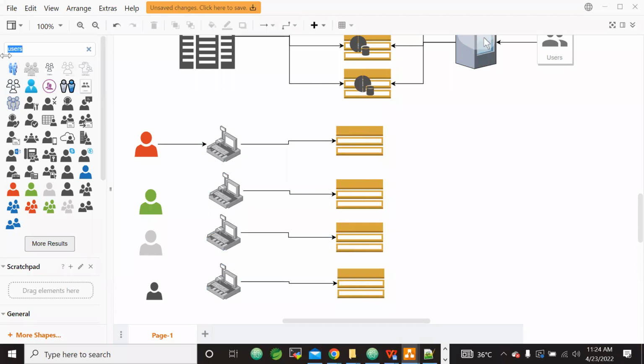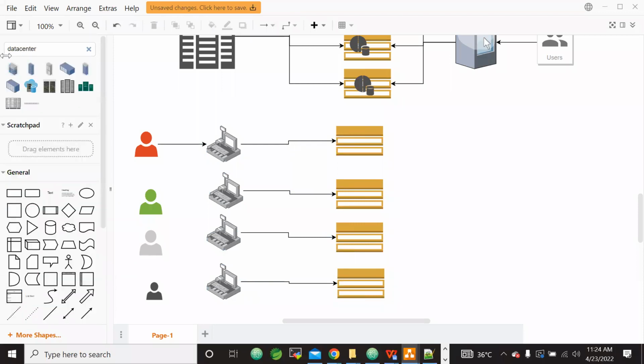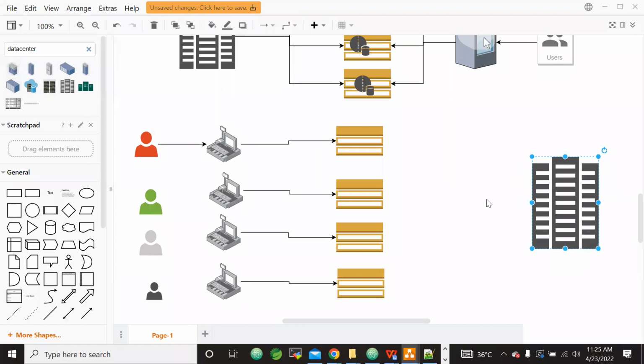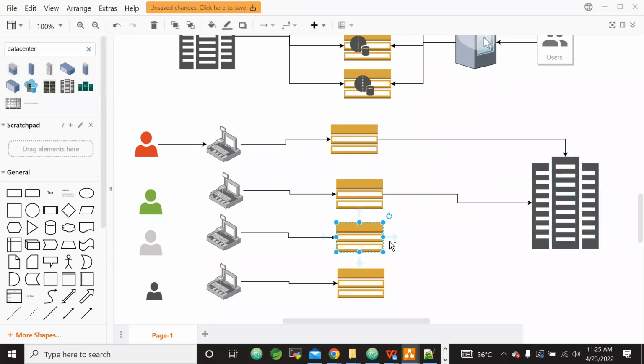And there will be a data center. Large data will be stored in the data center. This data center continuously receives the data from these topics, for every minute, every moment, every hour. So this is one industry where we are using Apache Kafka.